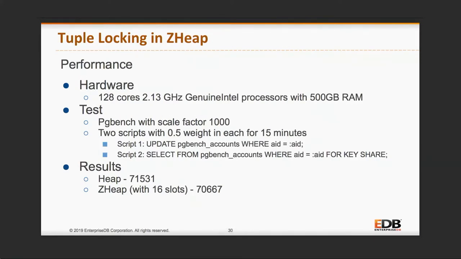So this is a performance result. This is a basic performance result, and it is not the evidence that we are always the best, because there can be cases where we do horribly, and I'll give you an example for that. In this case, we have used a pgbench with 1,000 scale factor. I have used two scripts with 0.5 weightage and ran it for 15 minutes. One is for the update of pgbench_accounts, and another script is just select from pgbench_accounts for key share. In both cases, I have also used 16 slots for the zheap page so that it does not go to the TPD slots, right? So the result is almost comparable.